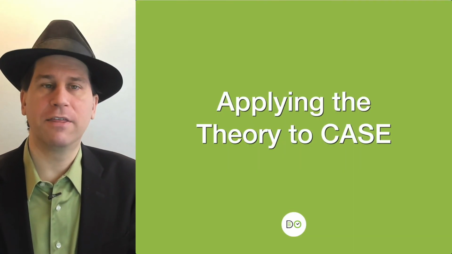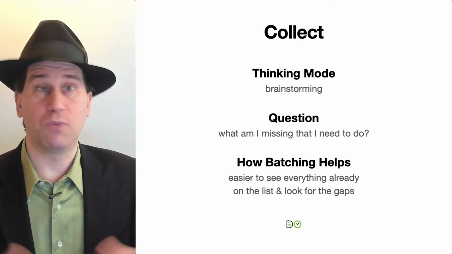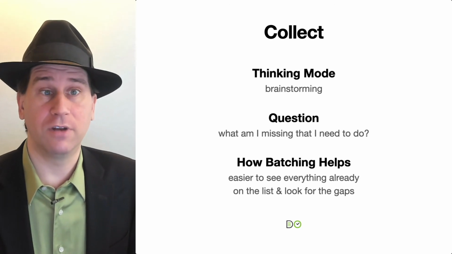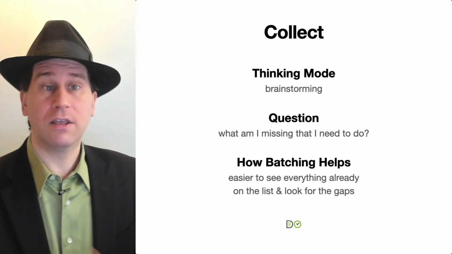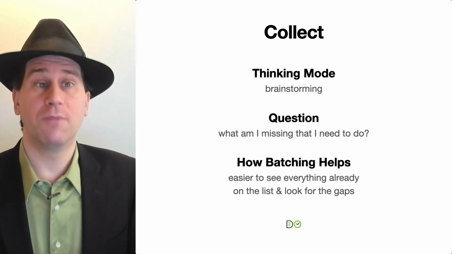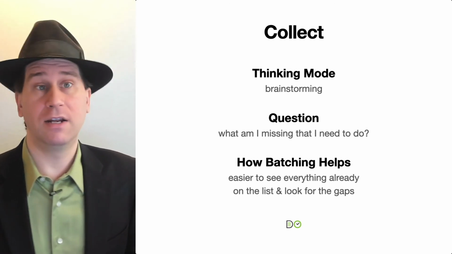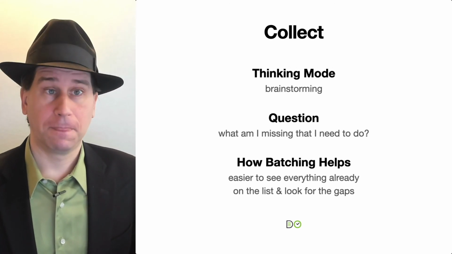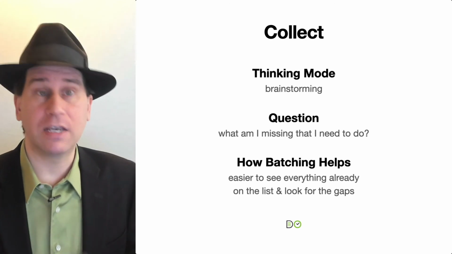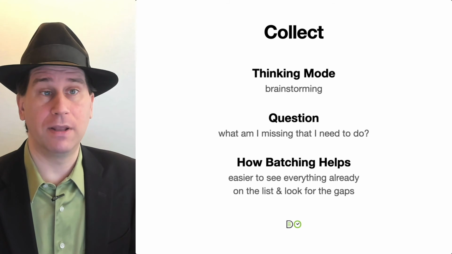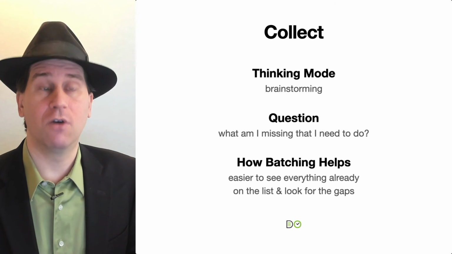So let's talk about applying the theory to the case, right? In the collect step, the thinking mode here is brainstorming. I want to say, what is everything I need to do today? Sorry, I skipped a little bit forward. I added the collect step back in just because I want to talk about that step in this context. So in the thinking mode, we're brainstorming. The question we're asking ourselves is, what am I missing that I need to do? Because I want to make sure that I account for everything that I might need to do today. Now, how batching helps here is I can see everything that I already have on my list, and I can look for the gaps. I can scan down, load all those into my working memory, and go, okay, where are the gaps?